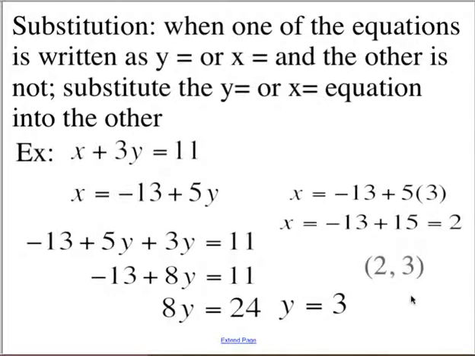A way of checking your answer to make sure it's right is to just plug it back into the other equation that you didn't use. So if I were to plug in 2 for x plus 3 times 3, I would get 11.